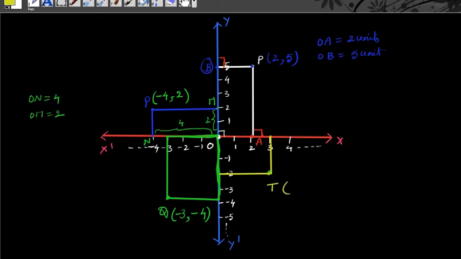Now the coordinates of this point can be taken as the distance from the origin to the foot of the perpendicular on the x-axis. How many units will be there? 3. So this is to the right side of the origin. You can take +3.